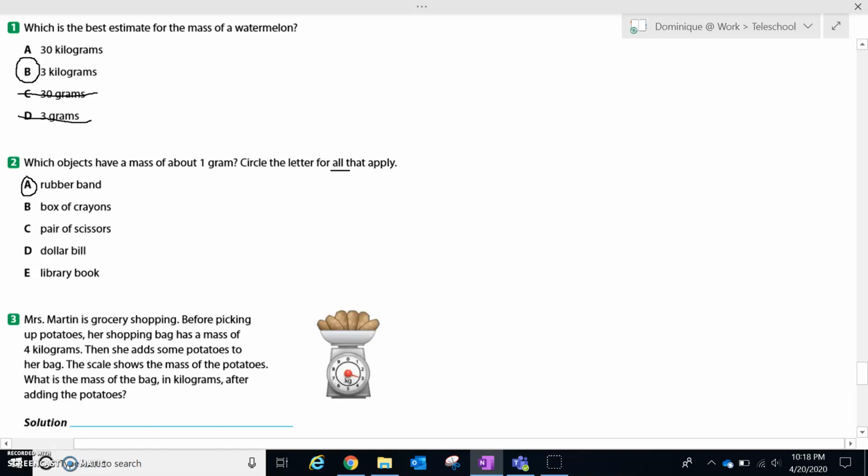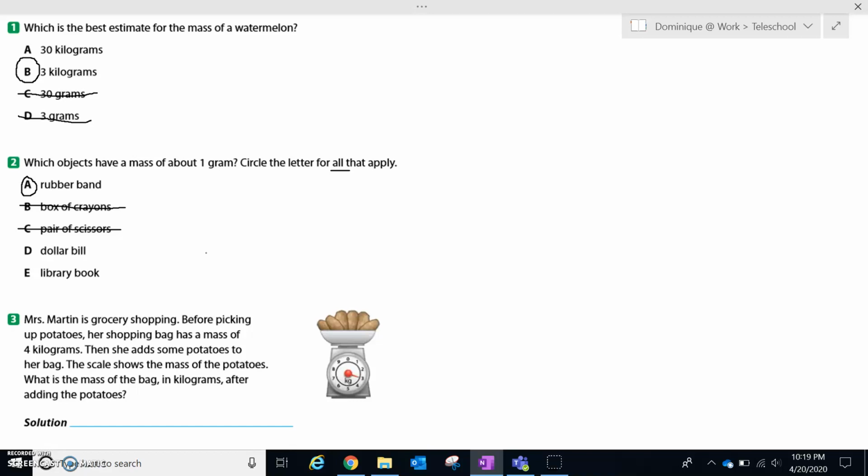Box of crayons. Crayons, they're not heavy, they're not super heavy, but they definitely weigh more than a paperclip. So I'm going to say no. A pair of scissors. Again, not heavy, but are they heavier than a paperclip? Yep. And remember, that paperclip is just kind of our guide to help us, because a paperclip is 1 gram, so it's what we're using since we don't have it in front of us to guide us through this.